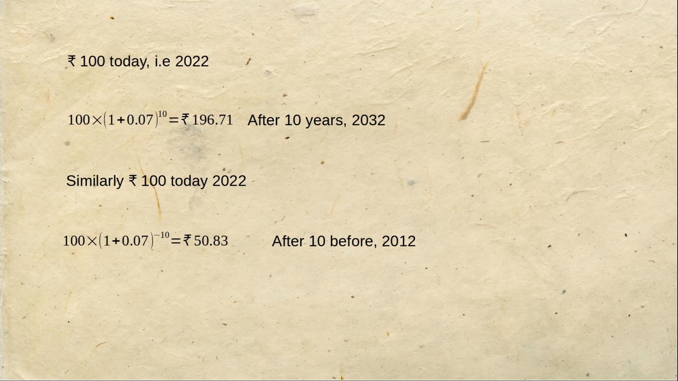So let's take an example to understand what we see in the last slide. Let's say we have rupees 100 today, that is in 2022. Its worth is going to be 100 into (1 + 0.07)^10, that is 7% interest, which is 196.71 rupees. That is, rupees 100 today, if it earns a compound interest of 7% yearly, is going to be 196.71 at the end of 10 years, that is in 2032.